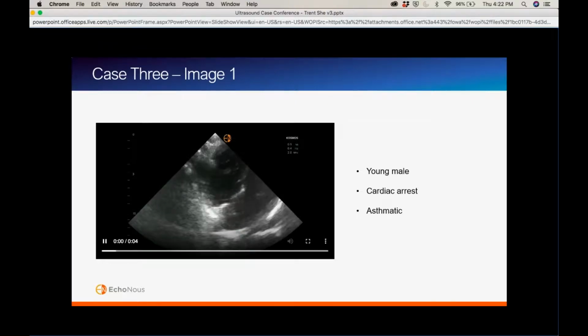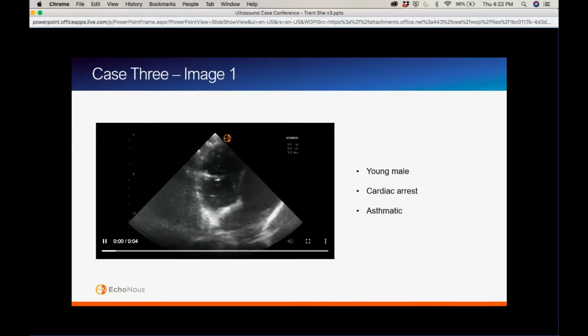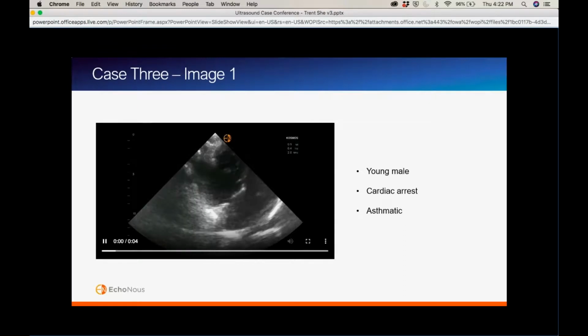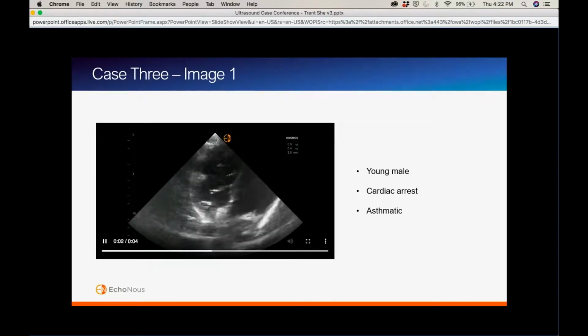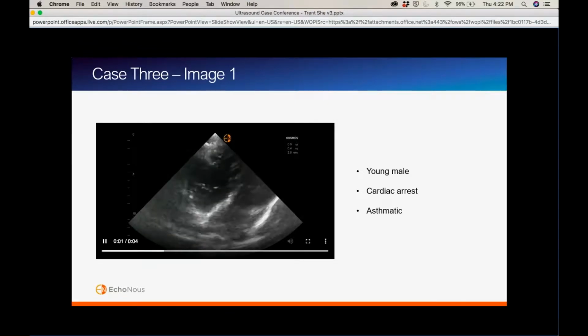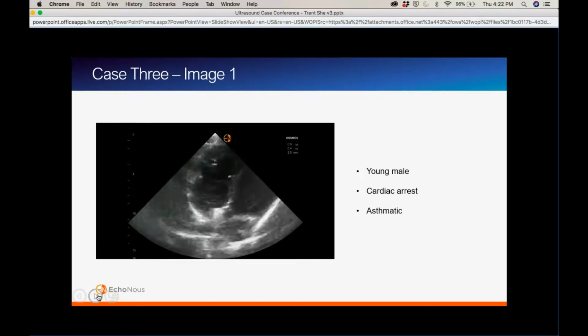Of course, we were also thinking, is there some other obstructive cause causing that right ventricle to be dilated? PE could be that. This patient's chronic, longstanding asthma can also cause the RV to be dilated. Cardiac arrest itself could cause the RV to be dilated. And we were also thinking, could this patient have some kind of pneumothorax? That can also be a type of obstructive shock.